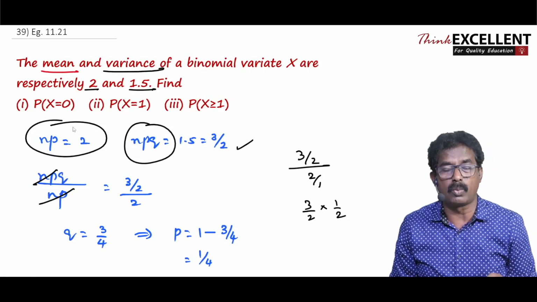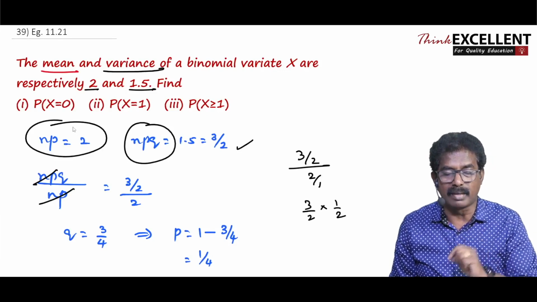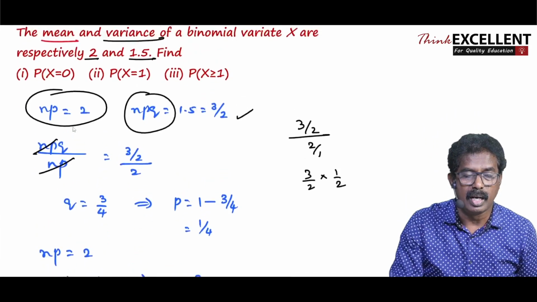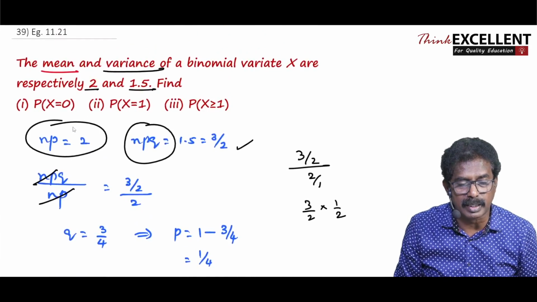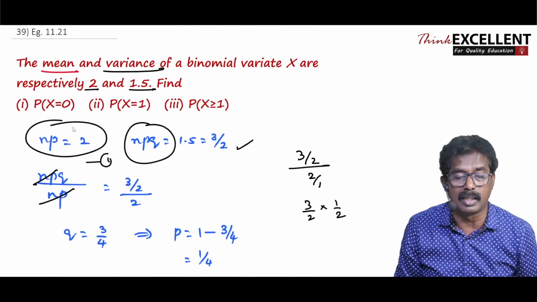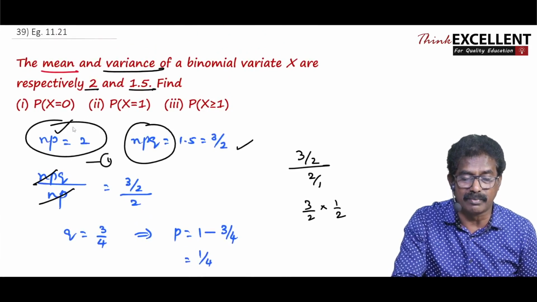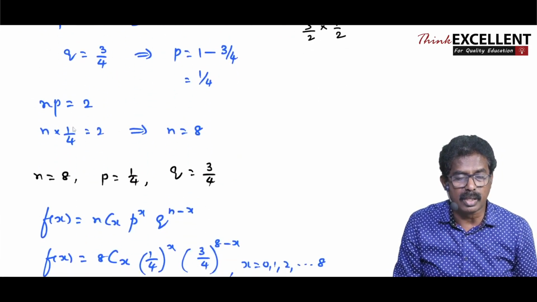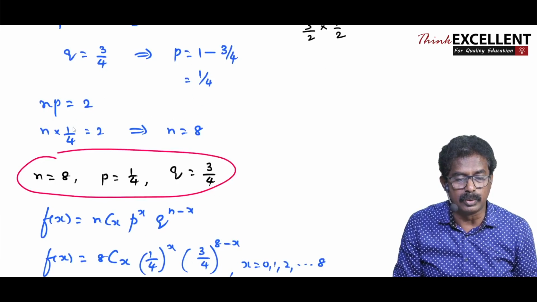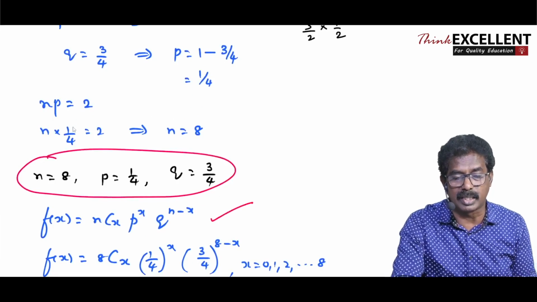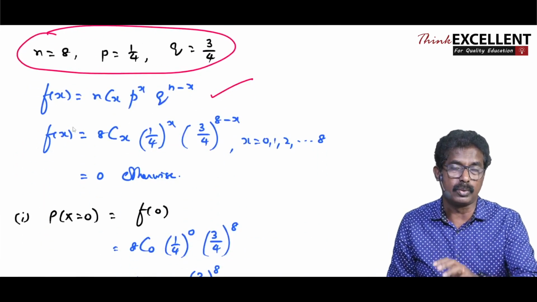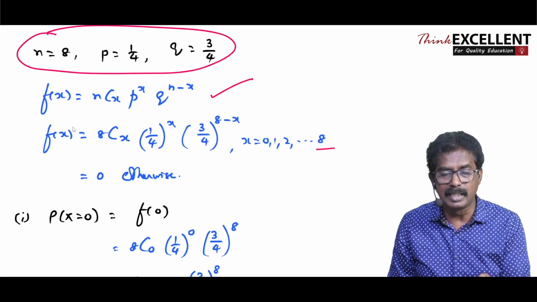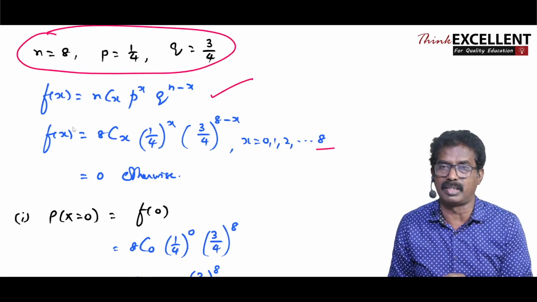p plus q equal to 1. Now I know q, so I can find the p value: 1 minus q, 1 minus 3 by 4, it is 1 by 4. Substitute that in the first equation, np equal to 2; knowing the p value, you can find n from that. Once you know n, p and q, then you can write f of x, the formula you have to study: nCx p raised to x q raised to n minus x, substitute the values, x equal to 0, 1 up to n. Here n value 8, and it equals 0 otherwise.